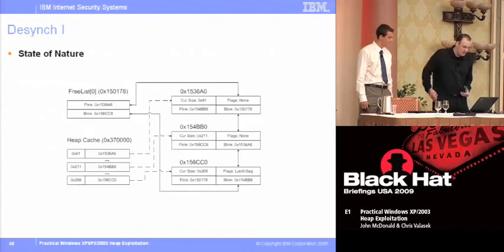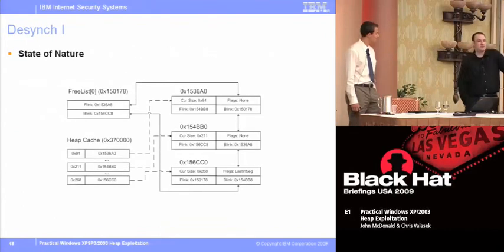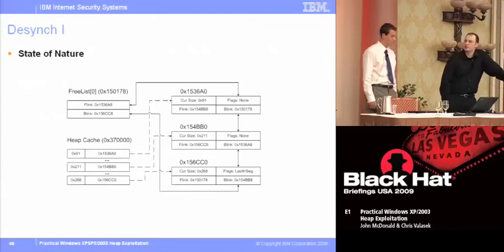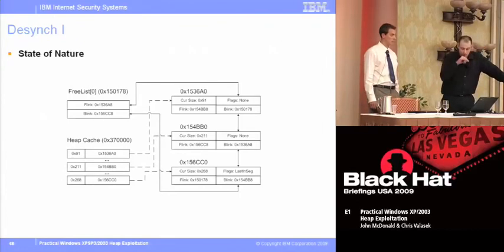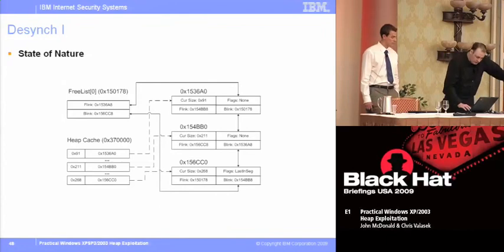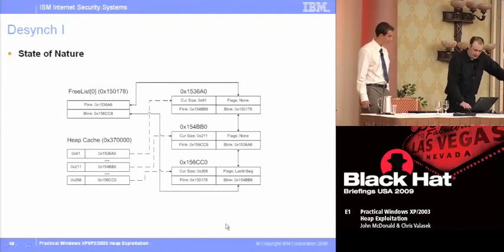So we have pictures. We'll start with the simplest form of a desynchronization attack. We're going to show how to exploit a 1-byte overflow of a null into a heap chunk. So there's nothing up our sleeves here. We have a normal free list, again using the simplified 3-entry one, and then we have a heap cache that indexes it.